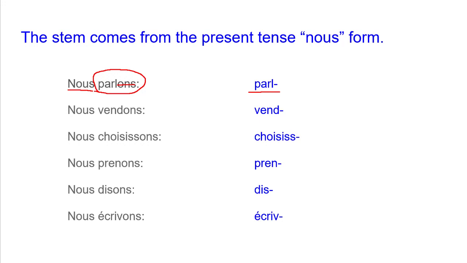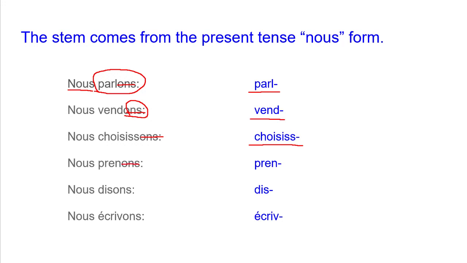Okay, we have vendre, which is an RE verb. Again, we're going to take off the ONS, and here's your stem. We have choisir, an IR verb. Take off the ONS. Here's your stem. These three are regular, just to show you that this same pattern applies for all three of the regular groups of verbs in the same way. So that actually makes it pretty simple.